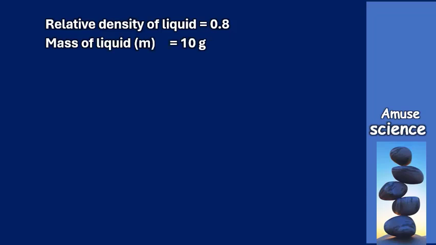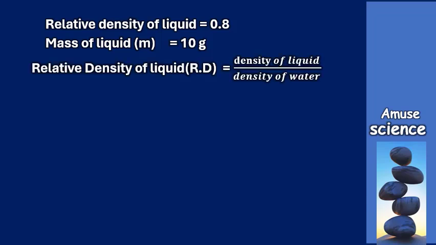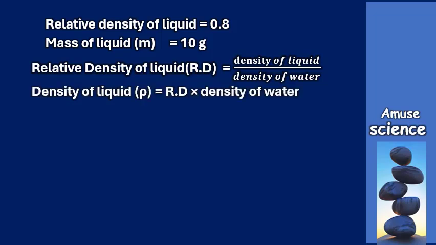So we are going to find the density of the liquid first using the formula for relative density. But first of all, let's put down the information given in the question. So the relative density of the liquid is 0.8. The mass of the liquid is 10 grams. So let's quote our formula. Relative density of the liquid is equal to density of liquid over the density of water.